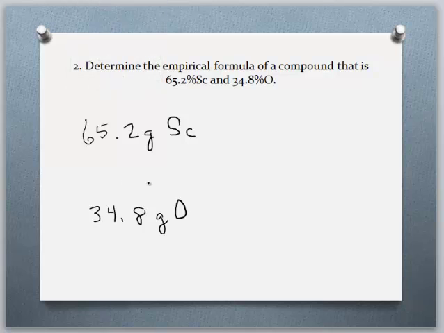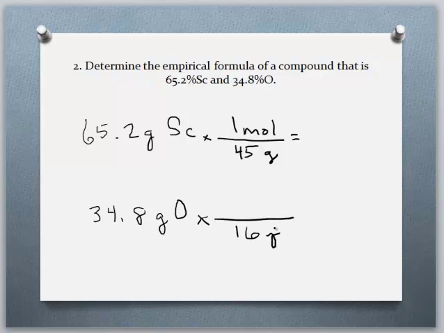So I'm going to convert these to moles. The molar mass of scandium is 45, so I can say 45 grams per mole. Oxygen, again, 16 grams per mole. Let's do the math. 65.2 divided by 45 gives us 1.45. And down here, 34.8 divided by 16 will give us 2.175.